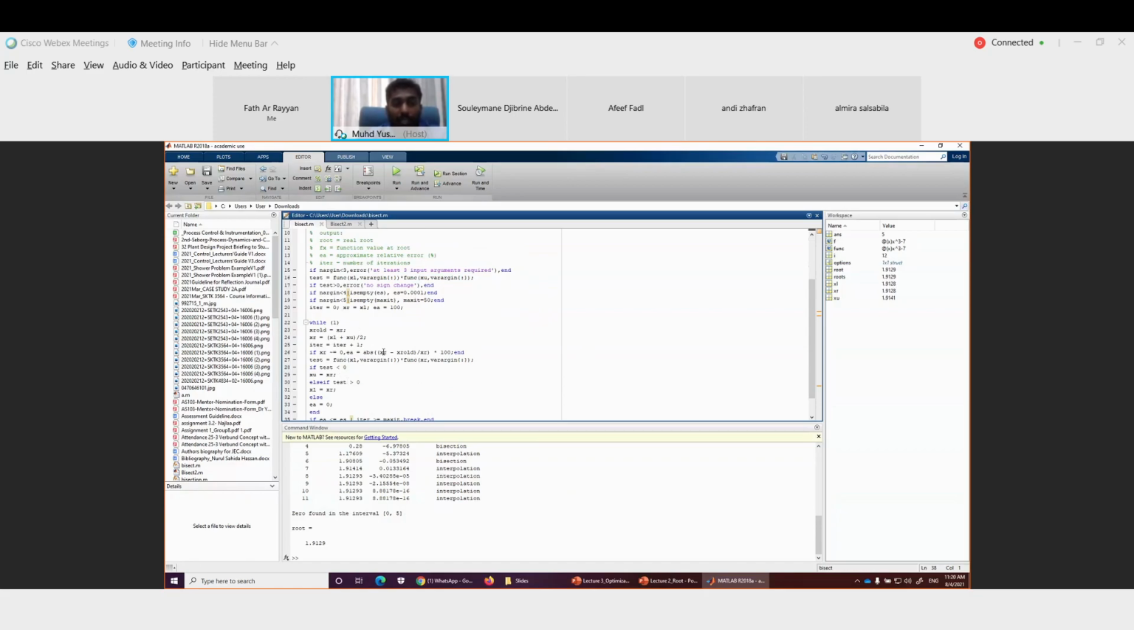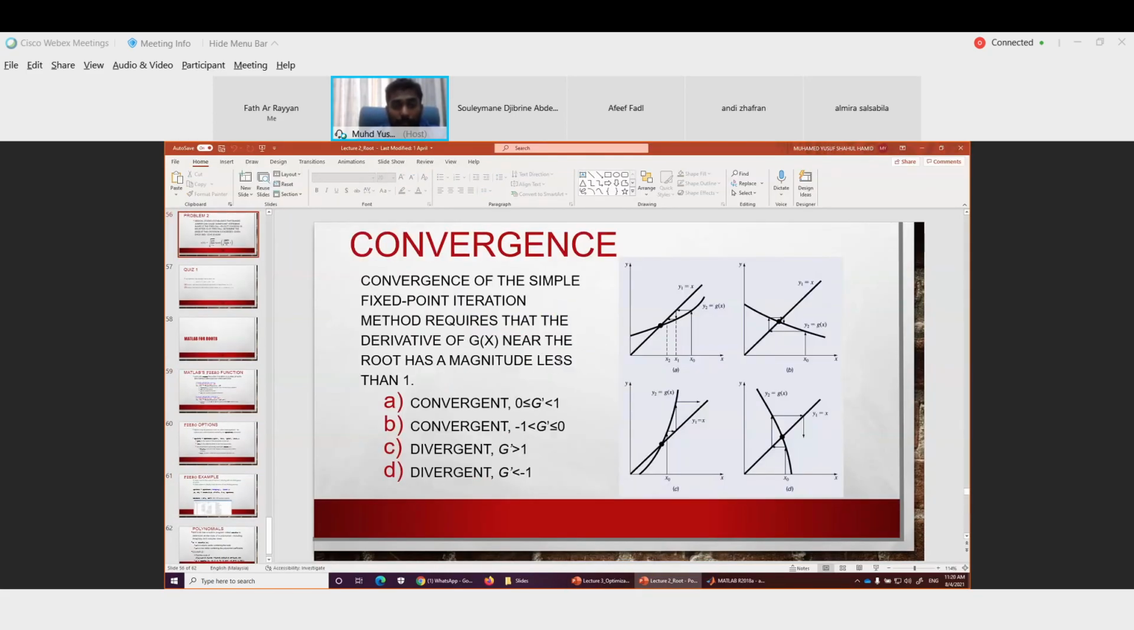For each iteration, you will try to find XR, which equals the lower limit plus the upper limit divided by 2. Then it will test the function of XL with respect to the function of XR. If the test is less than 0, then XU is going to be the new XR. The XR will be the new XU, and if the test is more than 0, then the XL will be the XR.